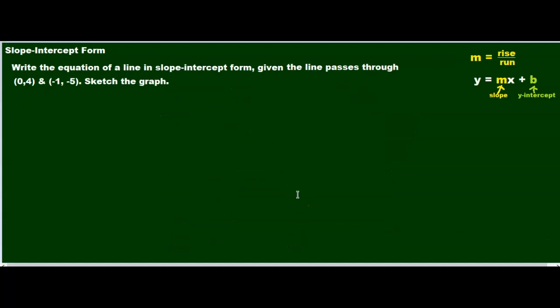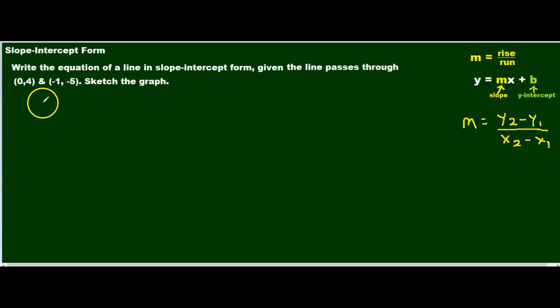Now, what if we're not given the slope outright or the y-intercept in the question? Instead, we're told that the line passes through 2 specific coordinates. So we need to actually now find our slope and our y-intercept. Remember, slope is rise over run. And we can say that m is y2 minus y1 over x2 minus x1. If you need a refresher, I have a video on finding slopes, links down below.